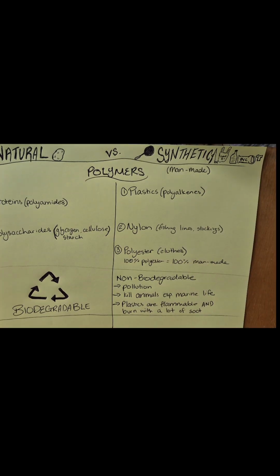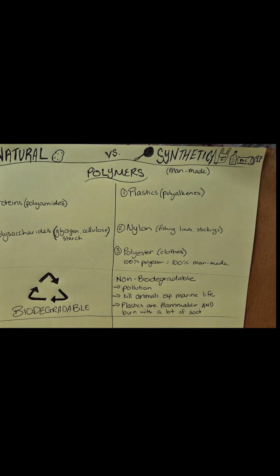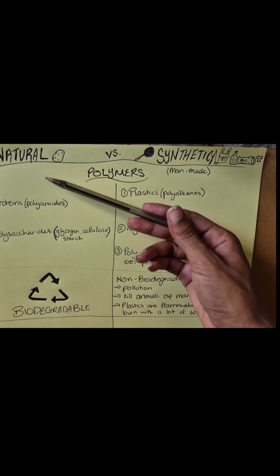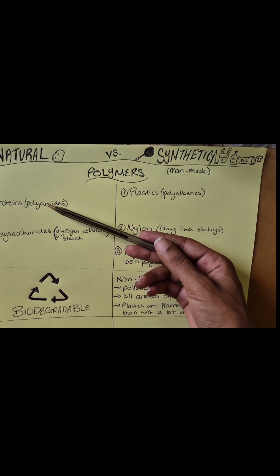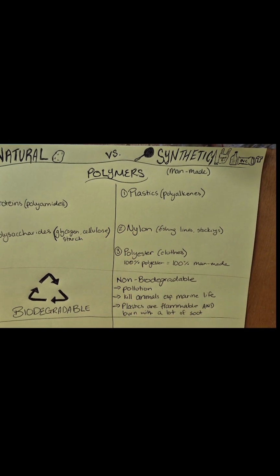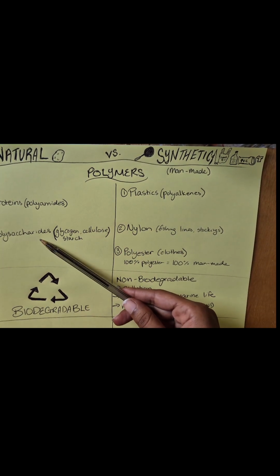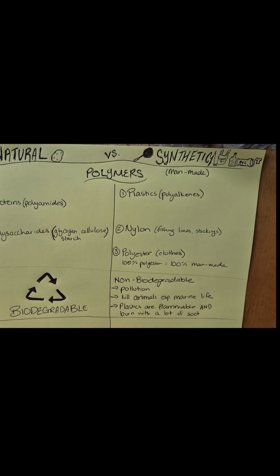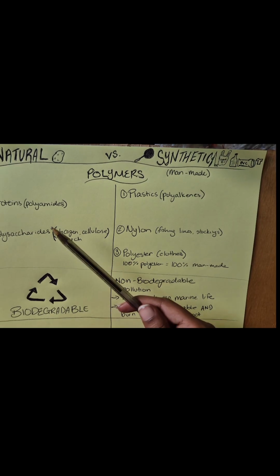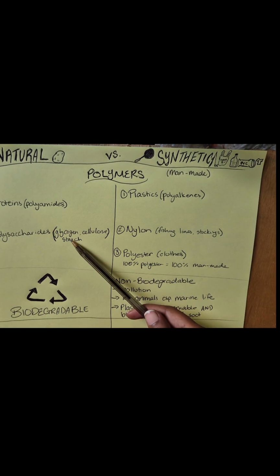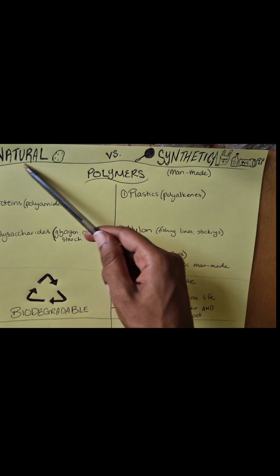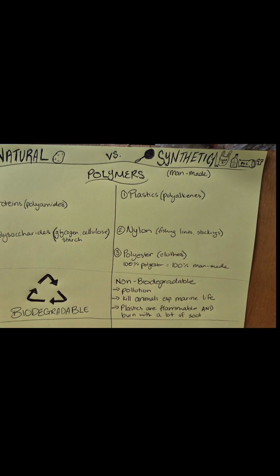So now we're going to distinguish between natural and synthetic polymers. So far we've already discussed our natural polymers, which were proteins or polyamides that were made from amino acids, and polysaccharides, which are made from a bunch of monosaccharides or sugars like glucose or fructose or galactose. The polysaccharides that we discussed were glycogen, cellulose, and starch. And here next to my natural sign, I have a little potato just to remind you about that.